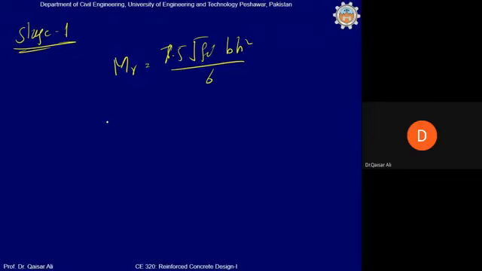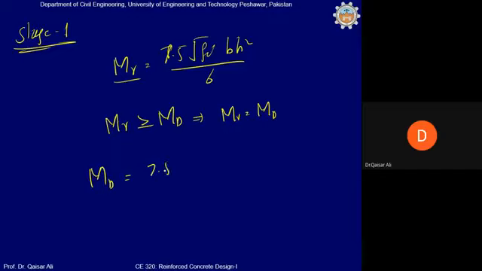Now, you know that the capacity shall be greater than or equal to the demand moment. So for design purpose, if we take capacity equal to demand, you can replace this MR with the MD, and it will be equal to 7.5 under root of C prime V square by 6. Now, can you calculate the demand moment?